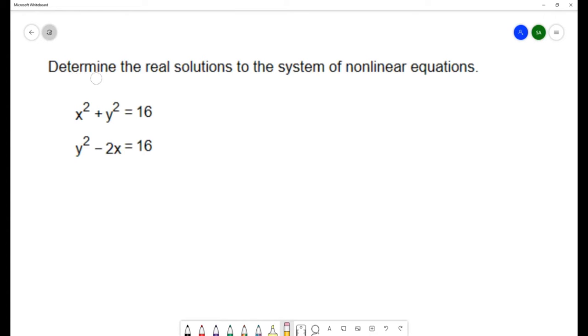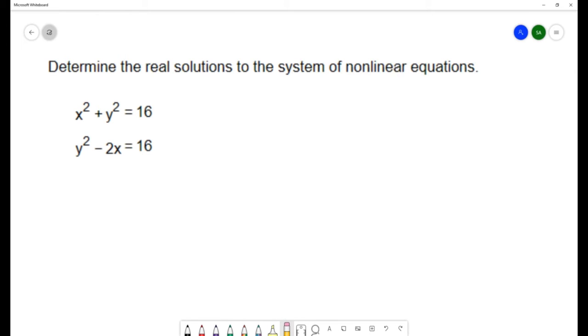On this question, we want to determine the real solutions to the system of nonlinear equations. In this example, we have x squared plus y squared equals 16, y squared minus 2x equals 16. And so this is a system of nonlinear equations.